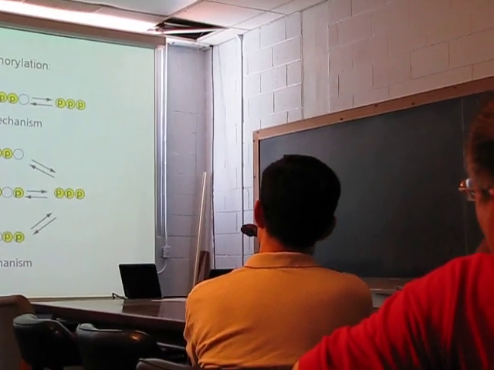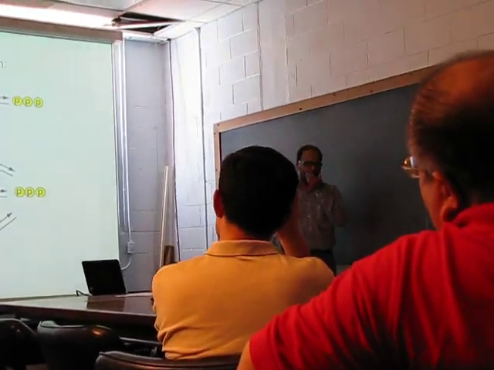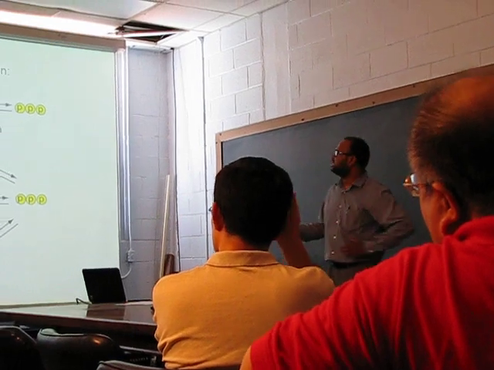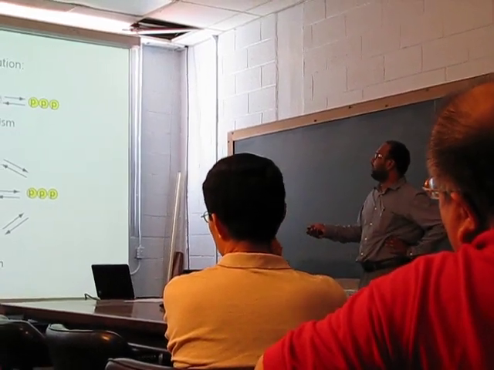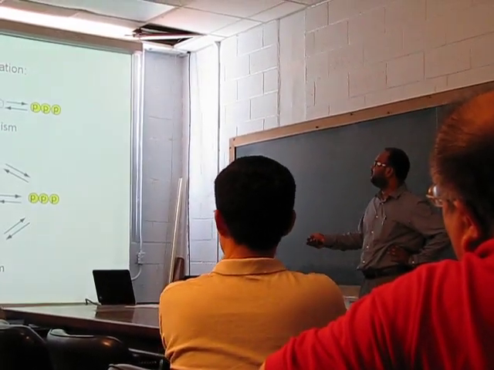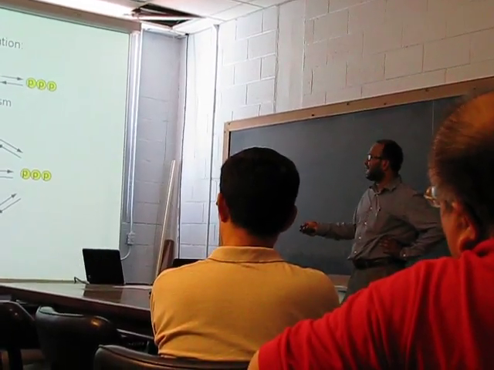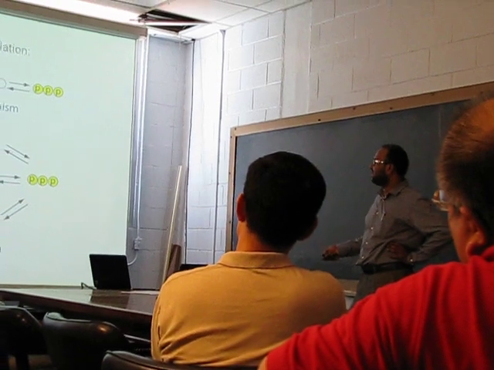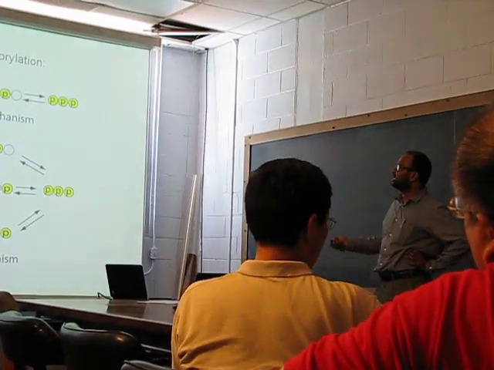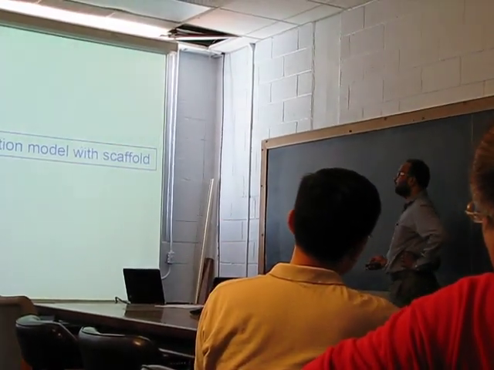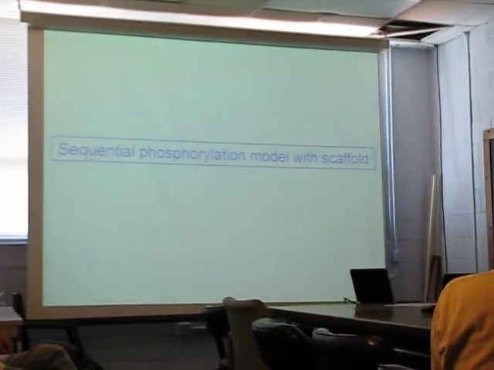Now there are two different types of phosphorylation. One is sequential, as I already mentioned. You can add one phosphate group after another, and dephosphorylation can happen as well. And the second is the random mechanism. We'll discuss both of the situations. So, the sequential model with scaffold.